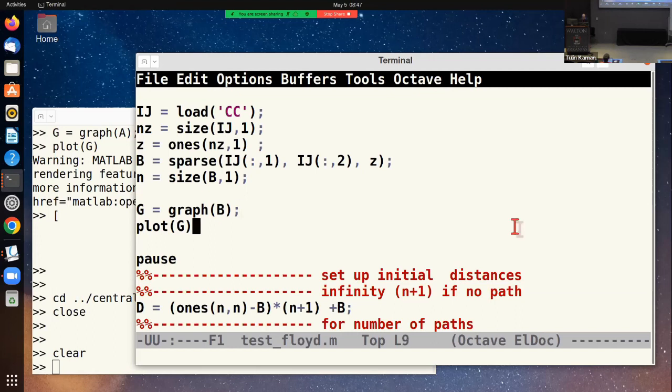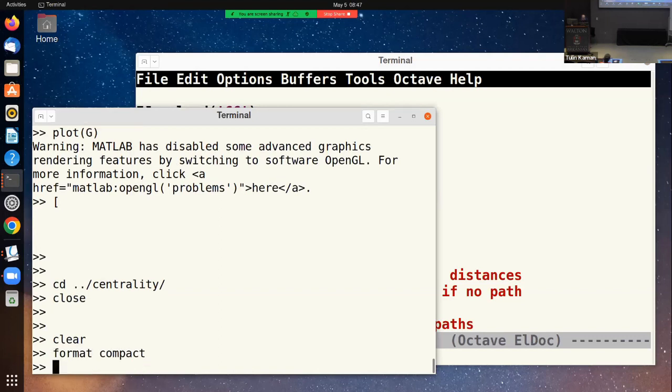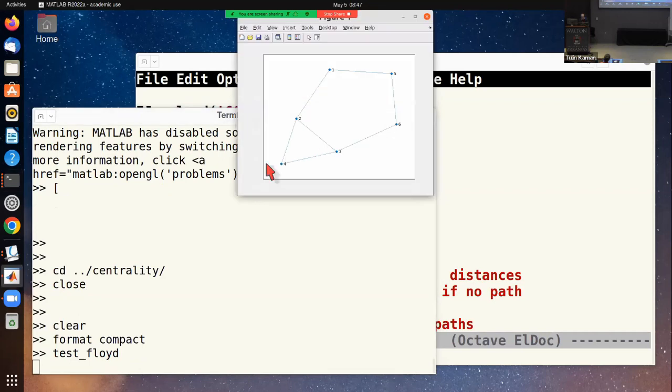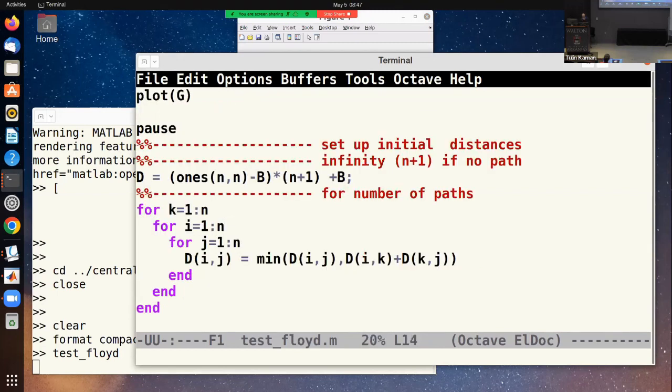So let's do that here. And say test Floyd. That will just give you this matrix in here. I have actually a couple more matrices, but let's stay with this one first. All right. Now let's look at the rest. So I paused, and here is the algorithm. It's actually interesting. The first thing I do is define a distance matrix.